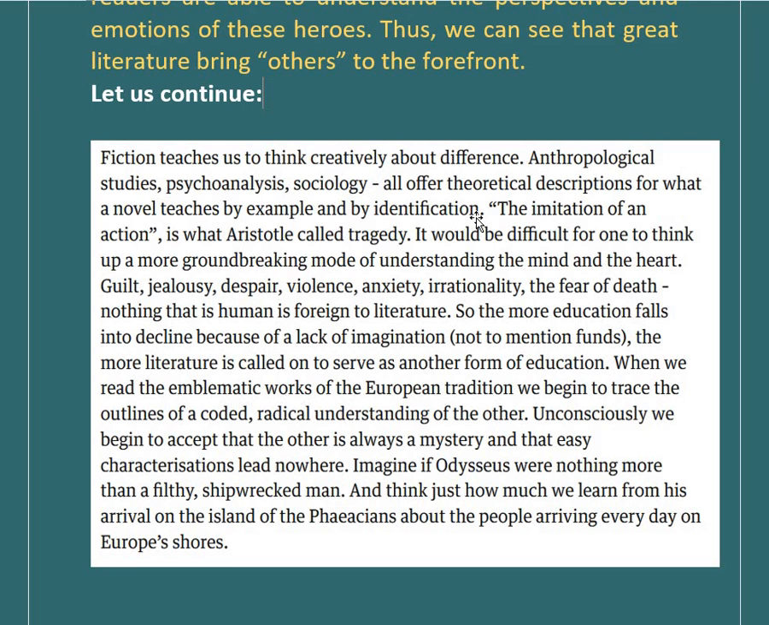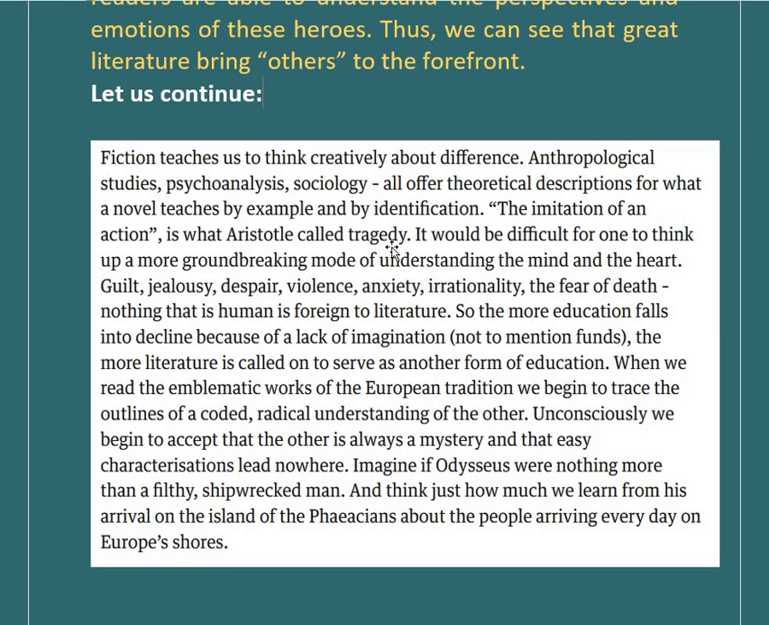Anthropological studies, psychoanalysis, sociology, all these disciplines offer us theoretical description of people. However, it is literature, it is a novel, it is fiction, which teaches us by the means of examples, by means of demonstrations, etc. How literature accomplished this? The imitation of an action. That is what Aristotle called tragedy. Aristotle has defined tragedy with these words, the beginning of it. See, imitation of an action.